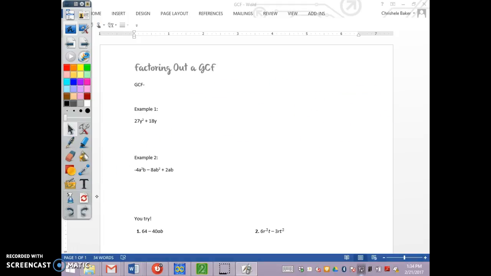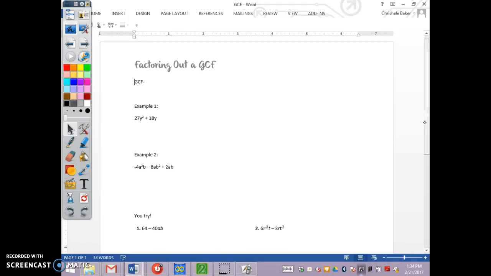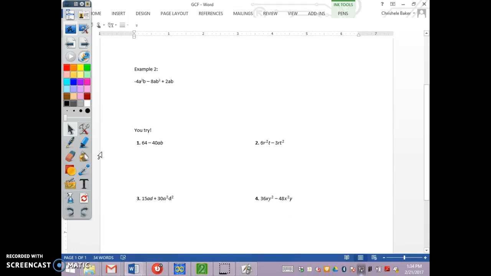Okay, so it gets more complicated, of course. Let's throw in some negatives. Let's throw in 2 variables. Let's make it 3 terms. So if I look at my numbers, -4, 8, and 2. -4 would be -2 times 2. A squared b would be a squared b. -8 would be -2 times 2 times 2. ab squared would be ab squared. 2ab is just 2ab.